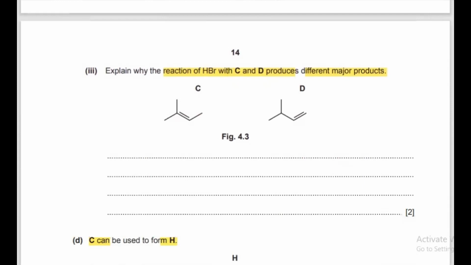Then explain why the reaction of HBr with C and D produces different major products. So the formation of the major product is linked with the Markovnikov rule.